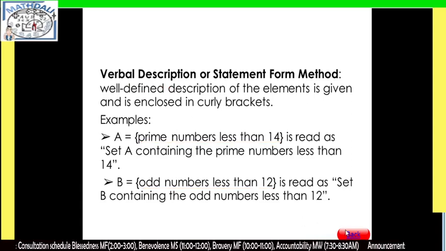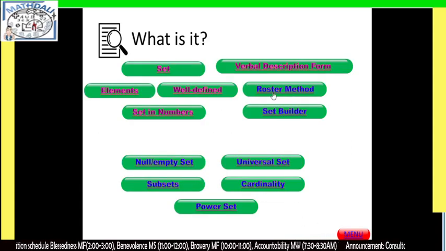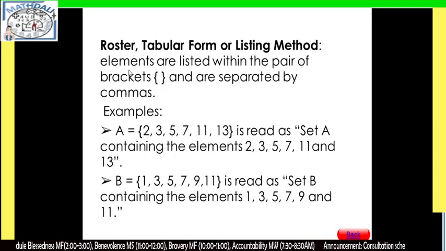Okay, next, let us have the roster method. So sa roster method naman, that is also known as tabular form, or simply we have the listing method from the root from the word itself, listing. Elements are listed within the pair of braces and are separated by commas. Okay, so let us have an example.